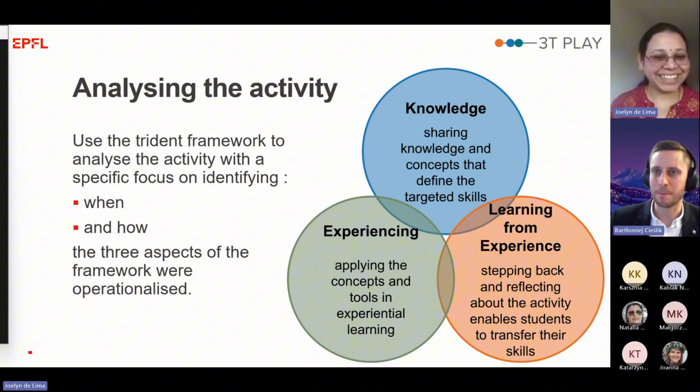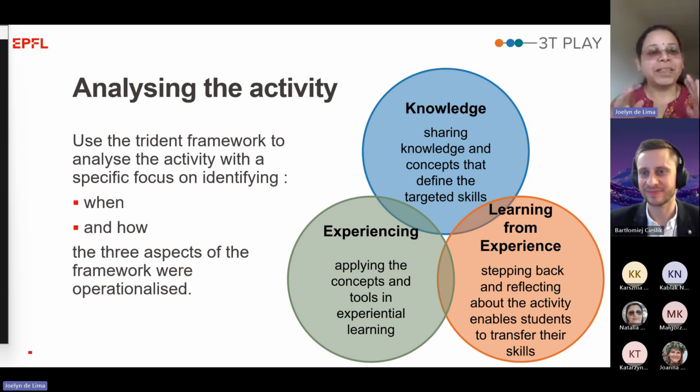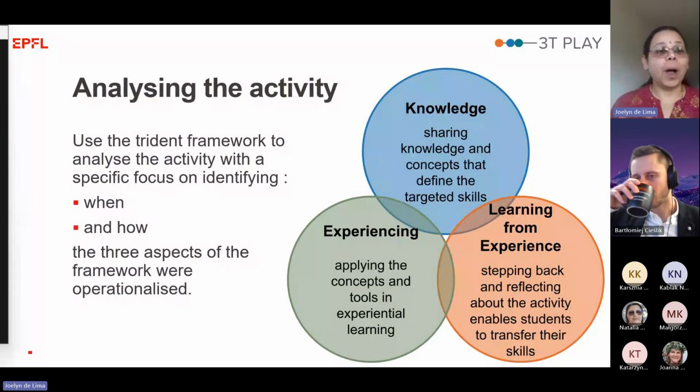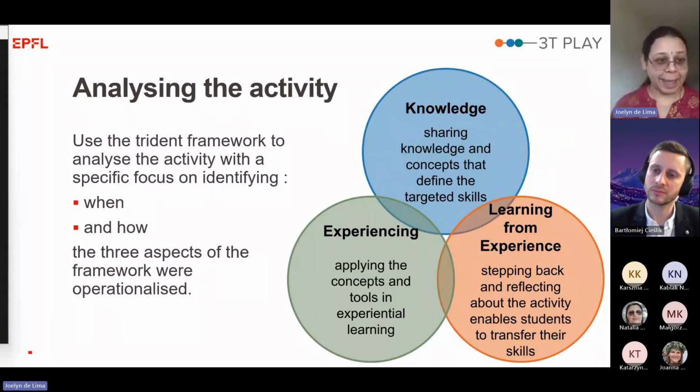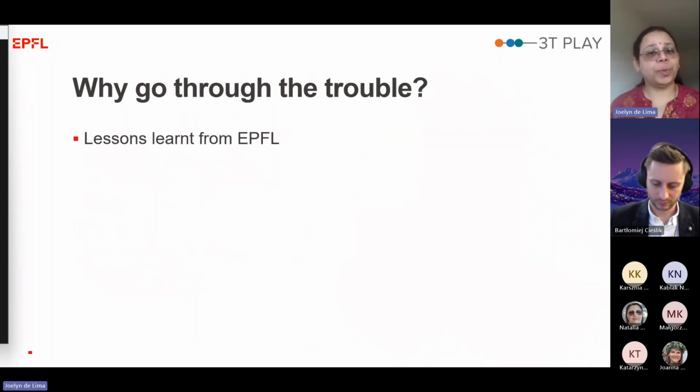Yeah. Yes, fantastic. So this is how a typical 3T play activity is structured. And you are right by saying that there might be multiple moments of learning from reflection, or there might be multiple moments of knowledge, which is perfectly fine. They all don't have to occur in the same amount, in the same order, or for the same amount of time.